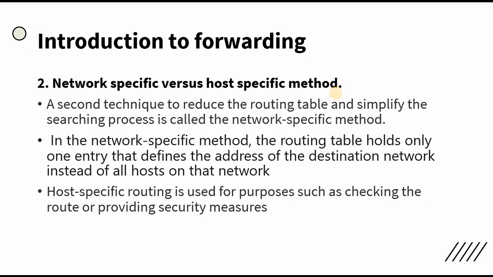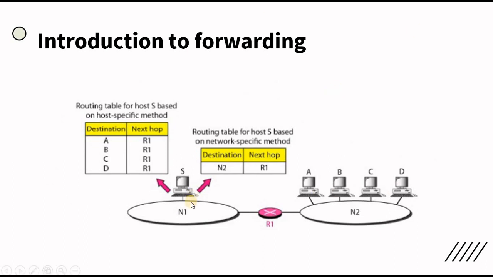The second technique is network specific versus host specific methods. A second technique to reduce the routing table and simplify the searching process is called the network specific method. In this method, the routing table holds only one entry that defines the address of the destination network instead of all hosts on the network. It does not store all the host or router information, it just stores the destination. In this figure, there is a network N1 through which the sender is connected, and in this network multiple computers are connected.